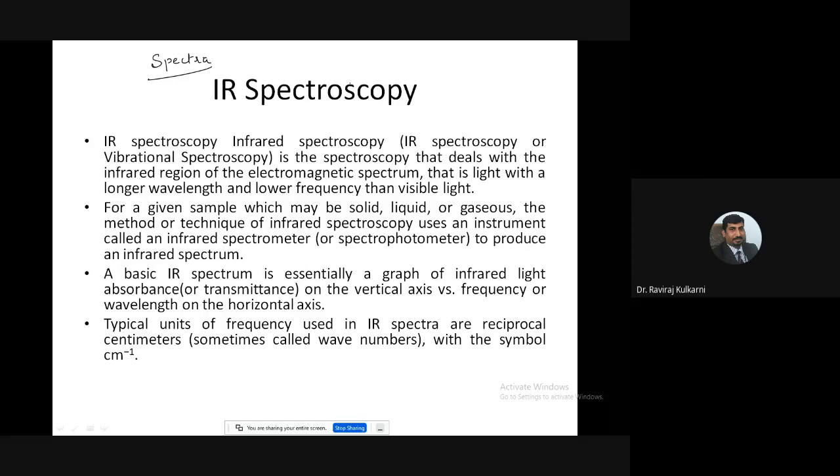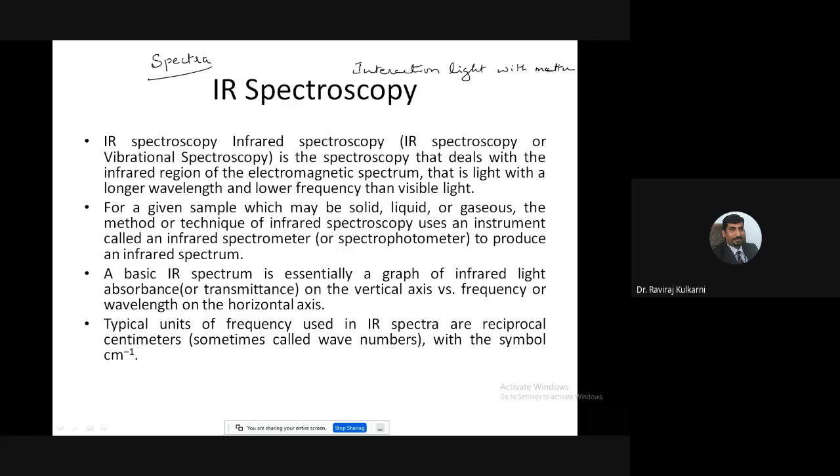So, interaction. What is that? Interaction of electromagnetic radiation, not just light, with matter. We call it spectra, or spectroscopy. Based on these interactions of light with matter, we determine various properties of materials. So we have different spectroscopies.